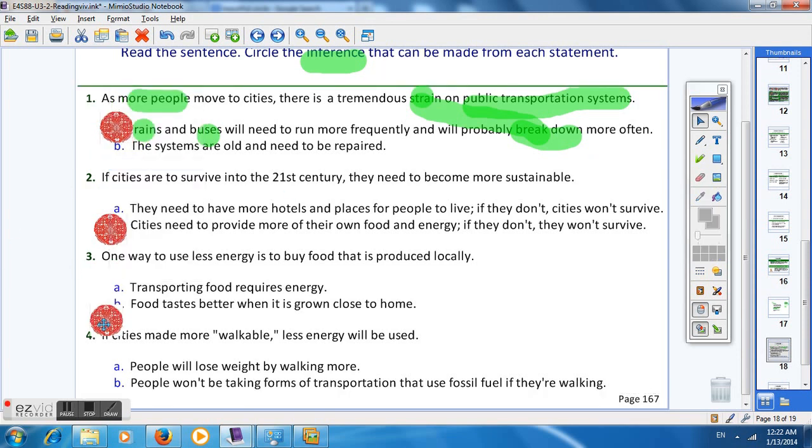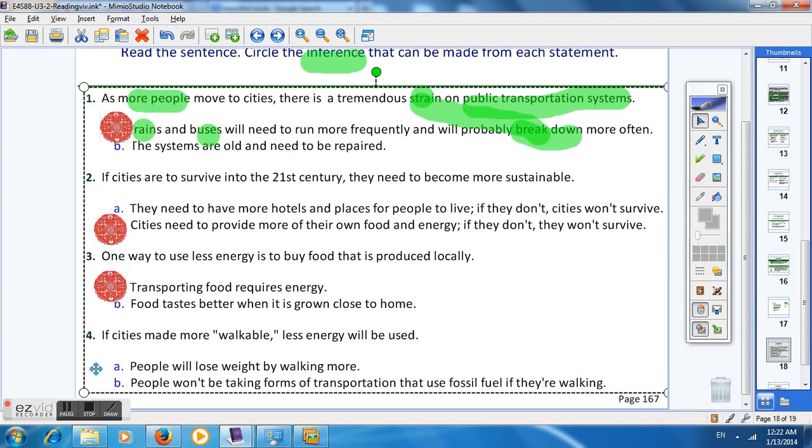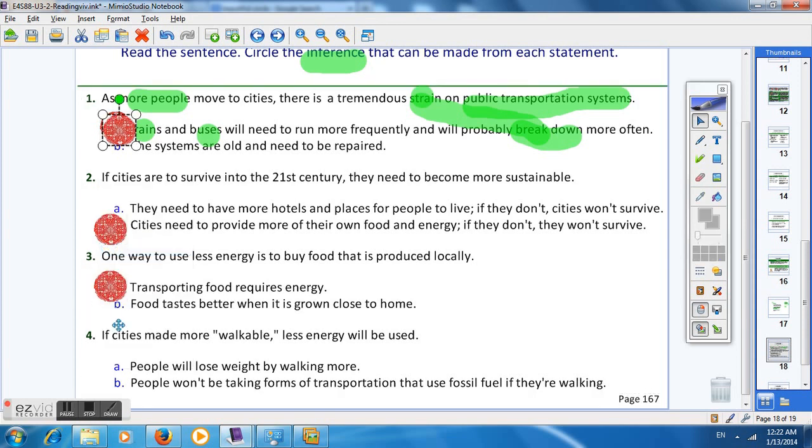Okay, here. And number 4, if cities are made more walkable, less energy will be used. Best answer is letter... Very good. Letter B. Here, people won't be taking forms of transportation that use fuel if they're walking. So we save the world. We make the earth greener in that way.